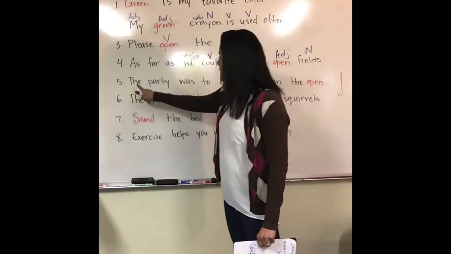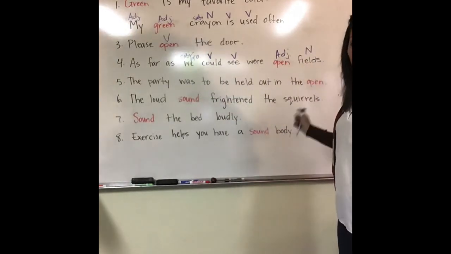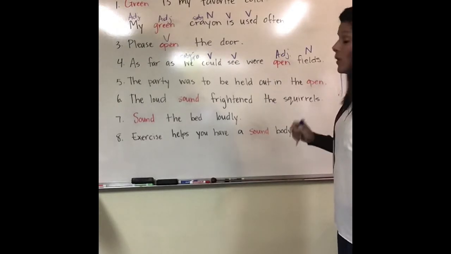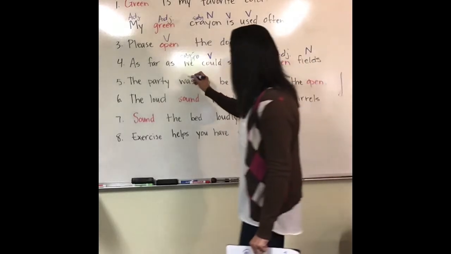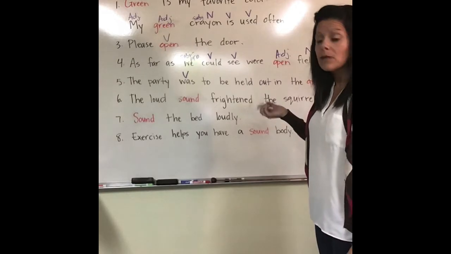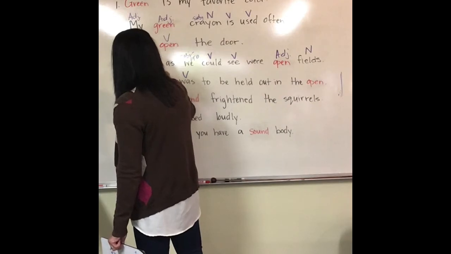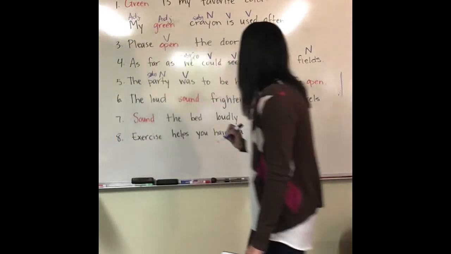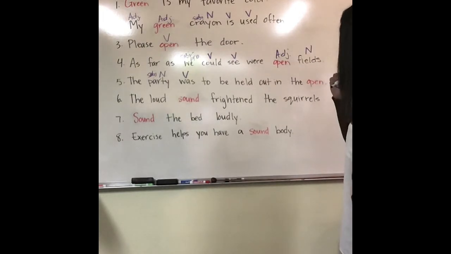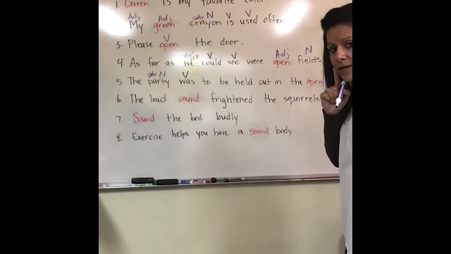The next one says, the party was to be held out in the open. Okay, in the open. So let's look at this one. What's our verb? You should have said was. Subject, what was? Party. Very good. Again, that's our subject, but we also know that it's a noun. Are there any other nouns in this sentence?